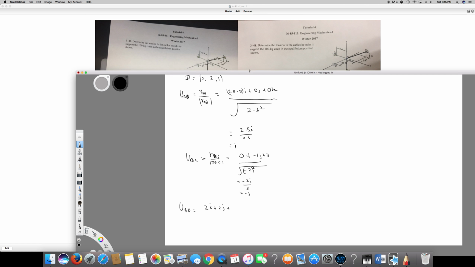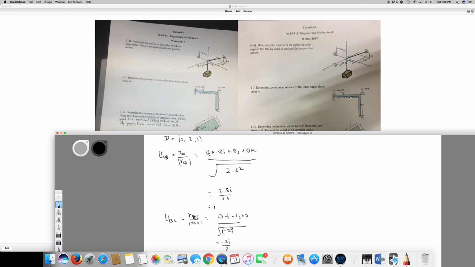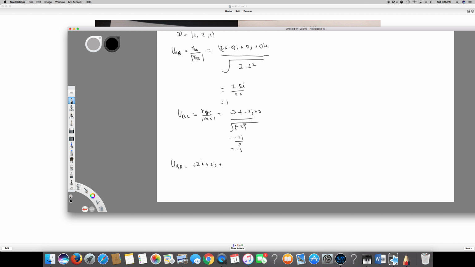plus, and we have to look at the diagram carefully. Did we miss any minus? Okay, so this distance is opposite to the x-axis, so it's negative 2, and y is positive and z is positive. So I have to put negative 2 for the x-axis, and all of the others are positive. 1k over square root of negative 2 squared plus 2 squared plus 1 squared, so it's going to be 9. So therefore it's going to be negative 2i plus 2j plus k over square root of 9, which is 3. So this is my UBD.